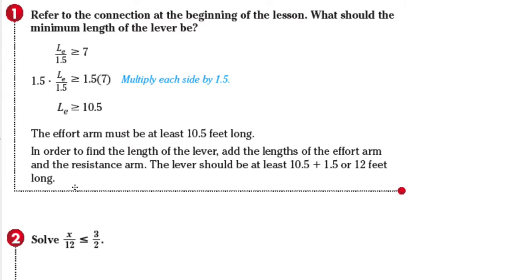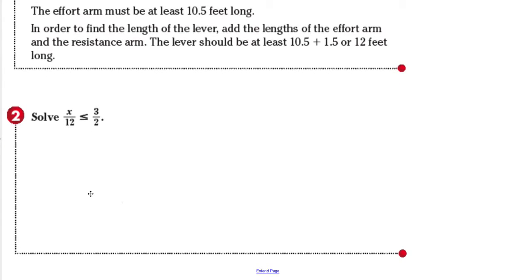So to be able to get a mechanical advantage of 7 or greater, you need to have a piece of wood or a piece of stick that is 12 feet long. And you need to have your resistance arm at only 1.5 feet, and the fulcrum in between. All right, let's take a look at example number 2.